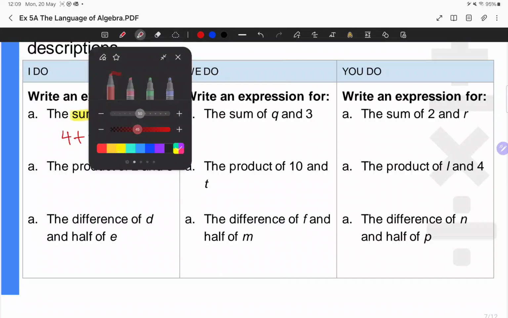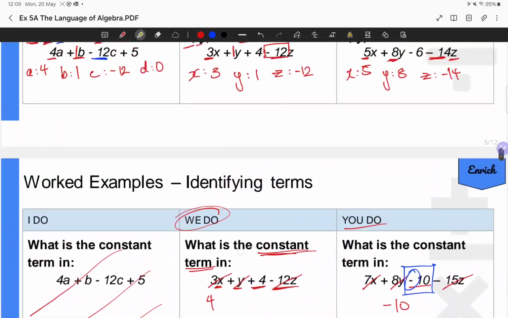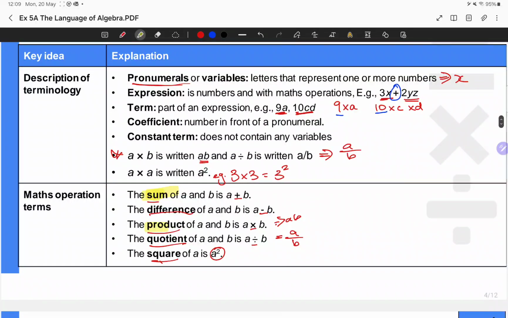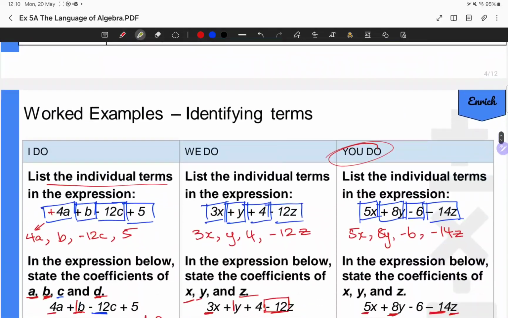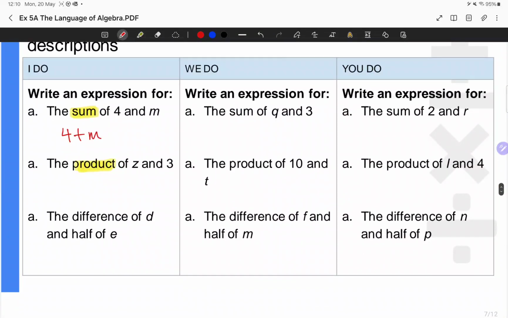Okay. Next one is the product. We'll just go back up. Product means that we are going to times them together. So on here, it's going to be z times 3, or actually 3z. Generally, you put the number in front of the pronumeral. Okay. And then the last one that we have is the difference. So this is actually two operations happening. The difference of D and half of E.